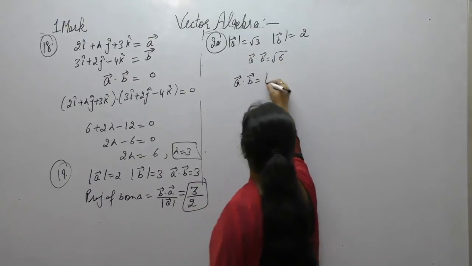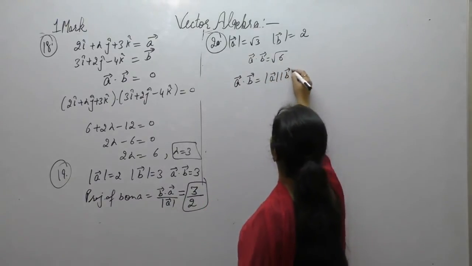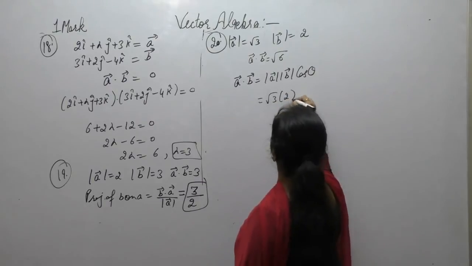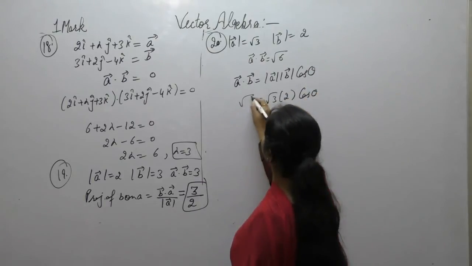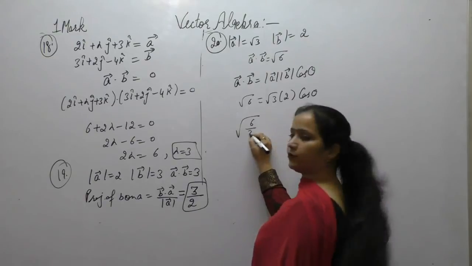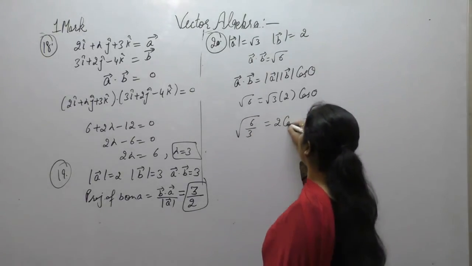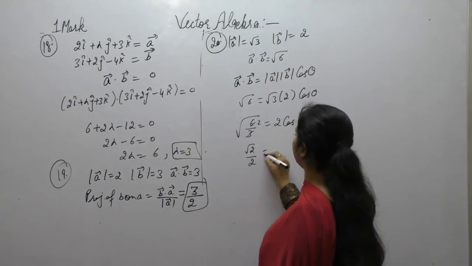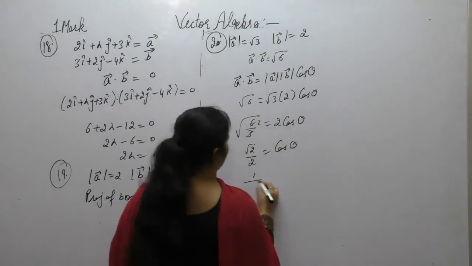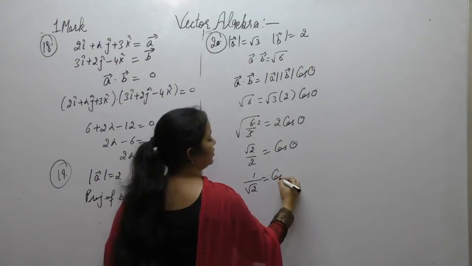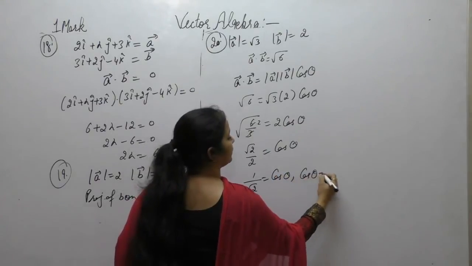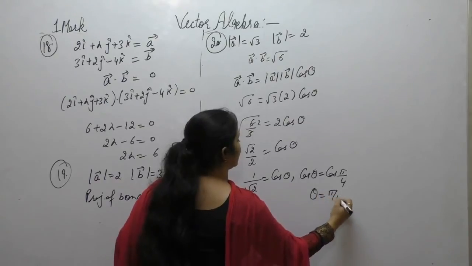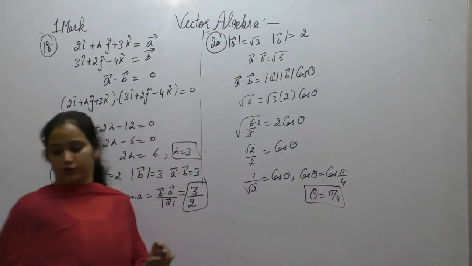A vector dot B vector is modulus of A modulus of B cos theta. Square root of 6 equals square root of 3 into 2 cos theta. So cos theta is square root of 2 upon 2. We can write it as 1 upon square root of 2, and 1 upon square root of 2 is the value of cos 45. So theta is pi by 4.